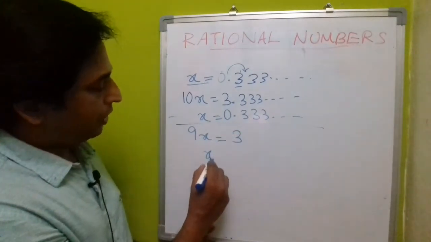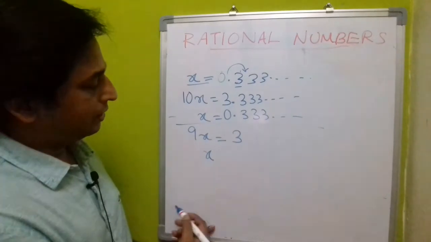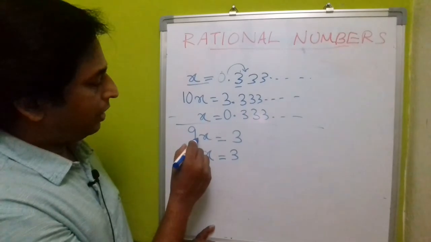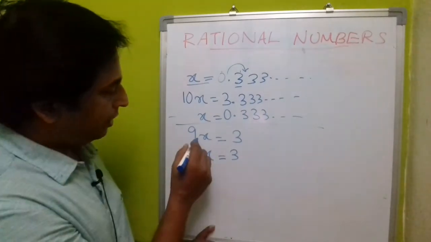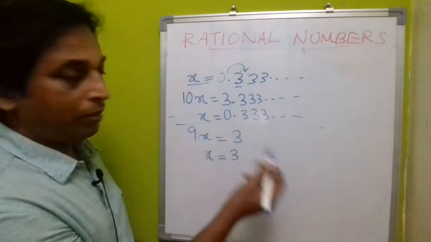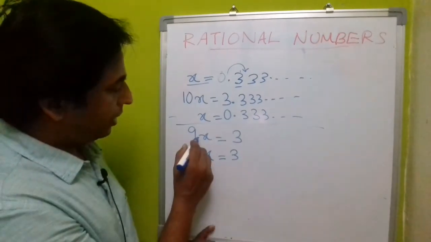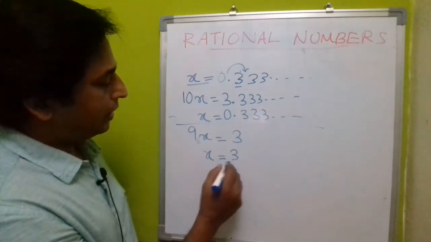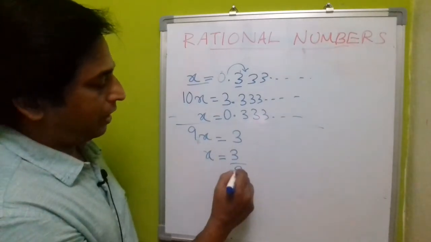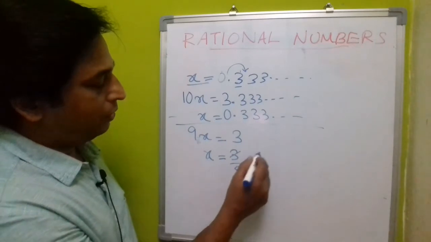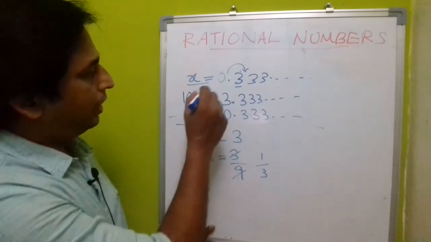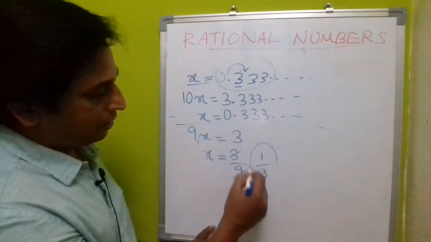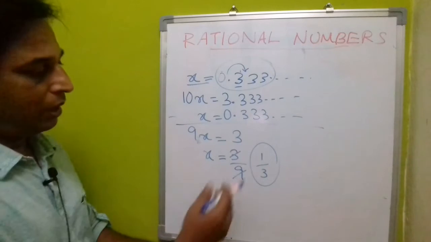So now what you need to do is take this 9 to the other side. So x is equal to 3. If you are taking one number to the other side, if it is multiplication here, that will become division on the other side. So 9 into x becomes x is equal to 3 divided by 9. That can be simplified into 1 by 3. So here 0.333 repeating can be written as 1 by 3.